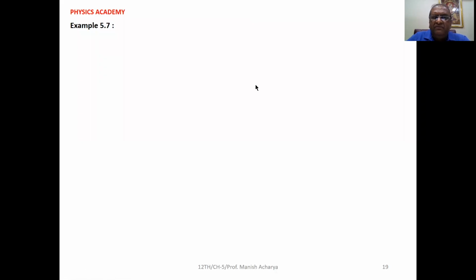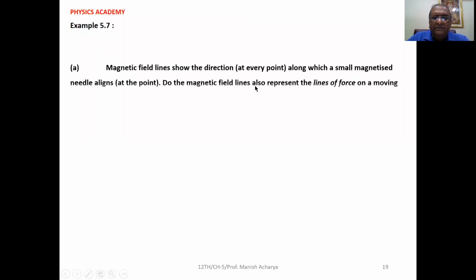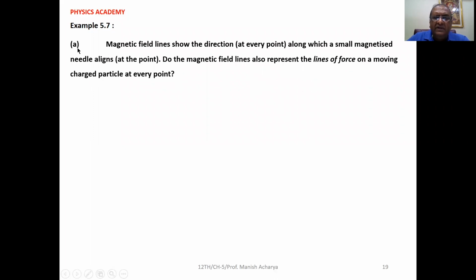Now example 5.7. Question A. Magnetic field lines show the direction at every point along which a small magnetized needle aligns at the point. Do the magnetic field lines also represent the line of force on a moving charged particle at every point?